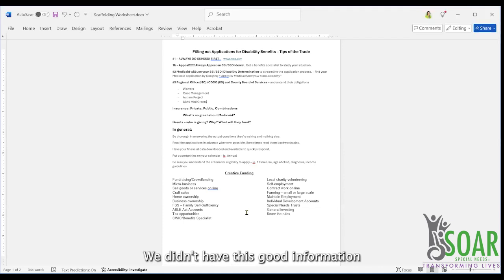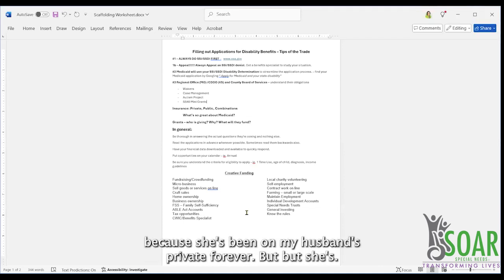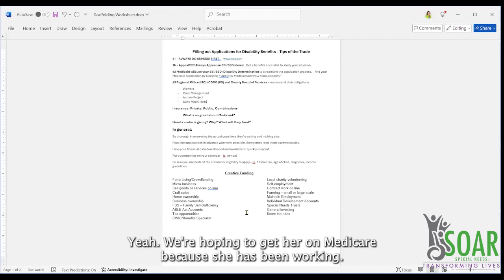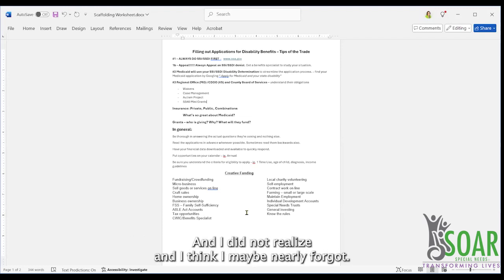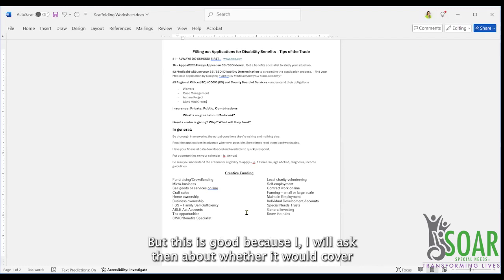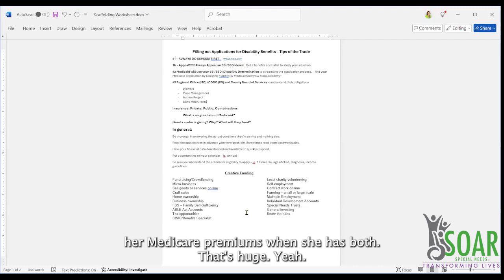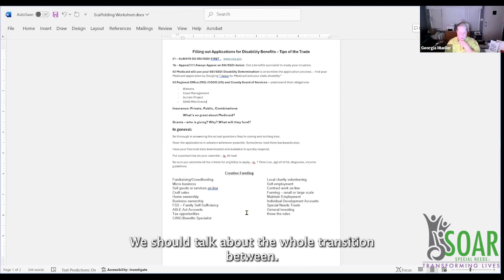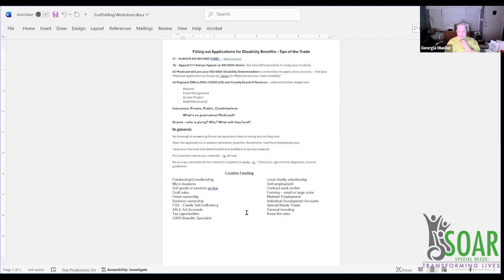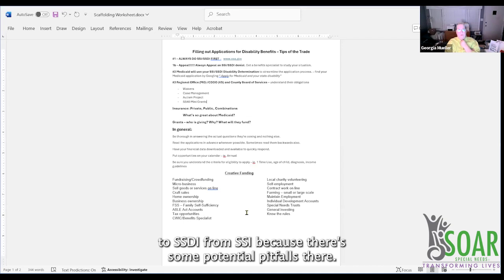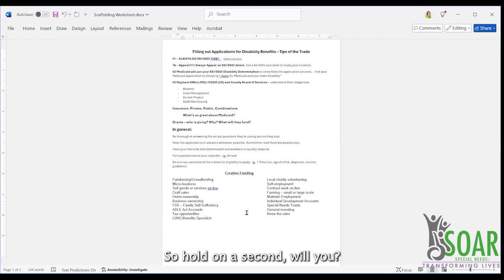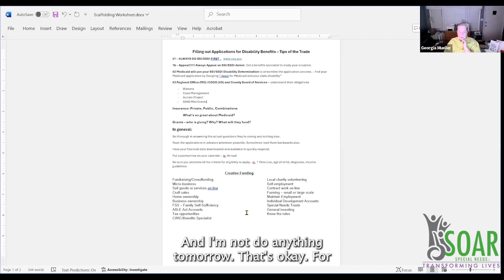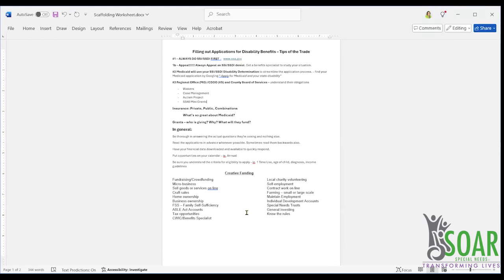Yeah, we didn't have this good information because she's been on my husband's private insurance forever, but we're hoping to get her on Medicare because she has been working. I did not realize, or maybe I knew and forgot, but this is good because I will ask whether it would cover her Medicare premiums when she has both. That's huge. We should talk about the whole transition with getting Medicare and the transition to SSDI from SSI, because there are some potential pitfalls there. Okay, so hold on a sec, you and I. I'm not doing anything tomorrow. That's okay. Don't do it tomorrow. Just wait a few minutes.